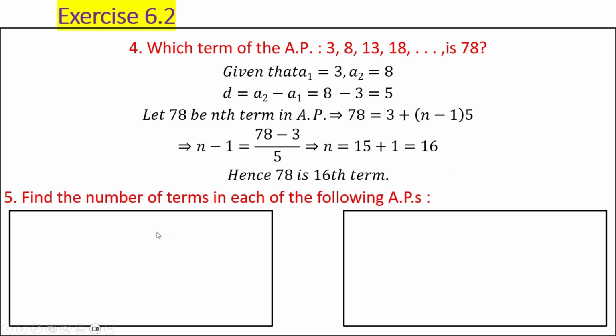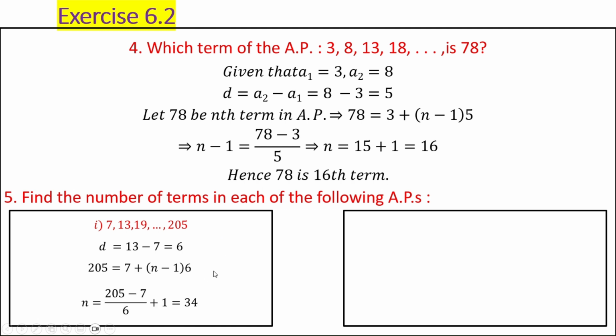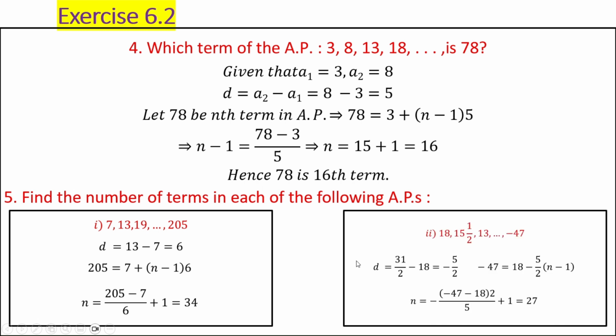Next. Find the number of terms in each of the following APs. 7, 13, 19, and so on up to 205. We need to find the number of terms, that is the n value. D is equal to 6, 13 minus 7. So 205 equal to 7 plus (n minus 1) into 6, which means n equal to 34. There are 34 terms in this AP. Similarly, for the next problem, you can follow the same template. You will get n equal to 27. Next.